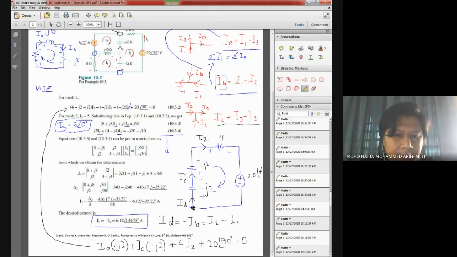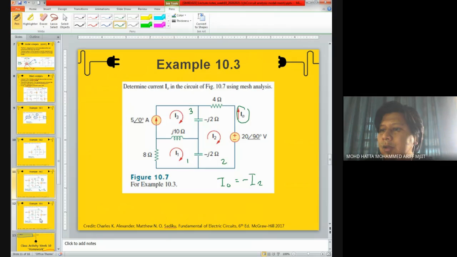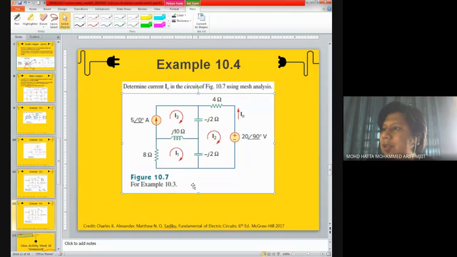If you look at my final example, this is example 10.4, but I really apologize. This is not the figure that I would like to show to you. Maybe later on I will re-upload the correct version of the slide, but this is not the one that I would like to show to you because this is the same as example 10.3.